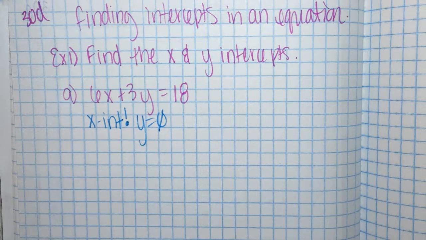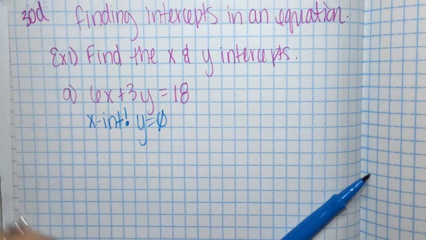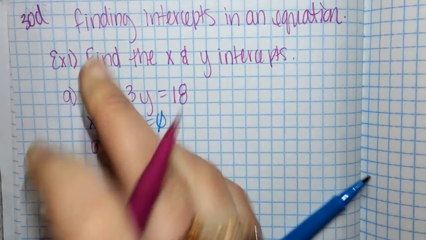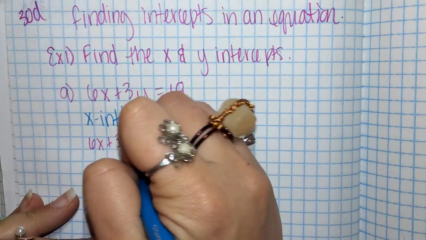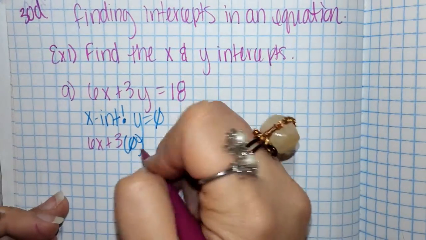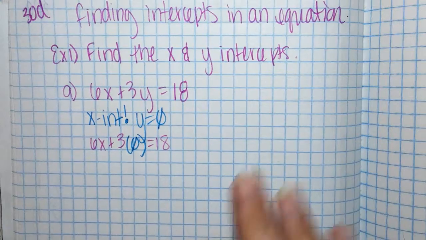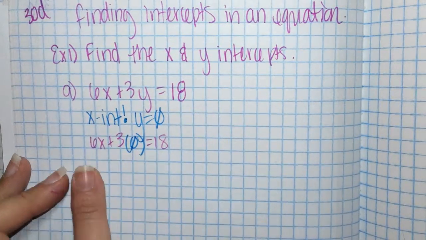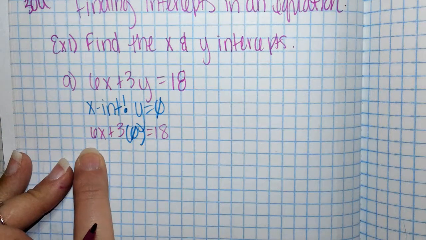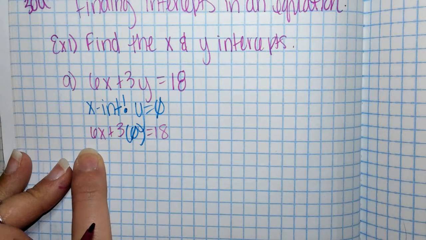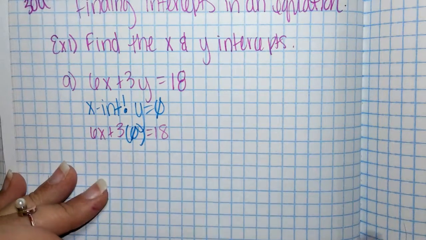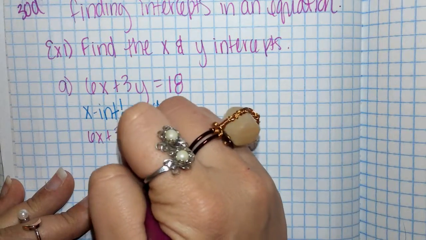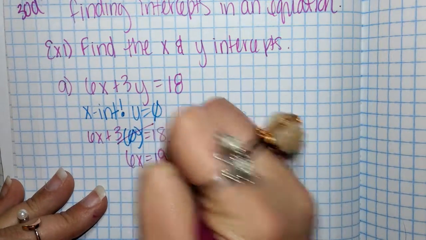So my equation is 6x plus 3 times what? What's my y value? 0, so it's 6x plus 3 times 0 equals 18. Now remember, for your x-intercept, you're looking for your x-coordinate, right? So that's why we still have x in our problem. We plugged in 0 for y. So what's 3 times 0? 0. That goes away. So we're left with 6x equals 18.